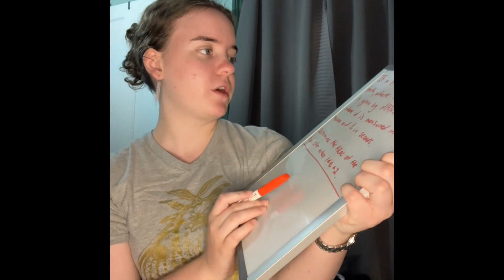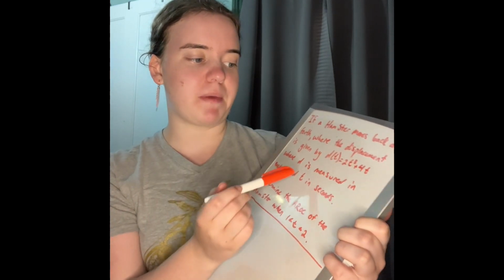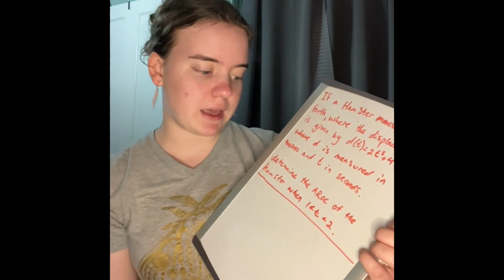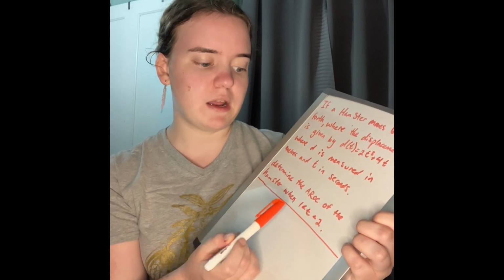Okay, so our first question is an AROC one. If the hamster moves back and forth where the displacement is given by d(t) = 2t^3 + 4t, where d is measured in meters and t in seconds, determine the AROC of the hamster when t is bigger than 1 but smaller than 2. So to start off, we're going to use that equation and insert 1 in for t to find the velocity at 1.